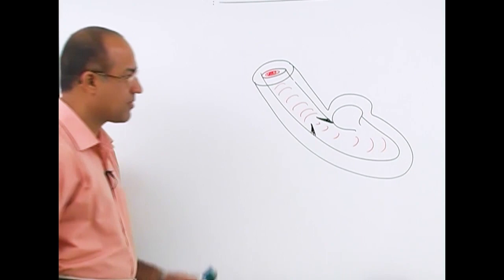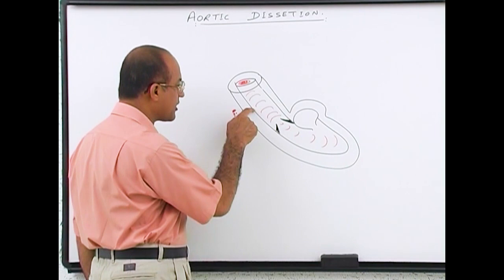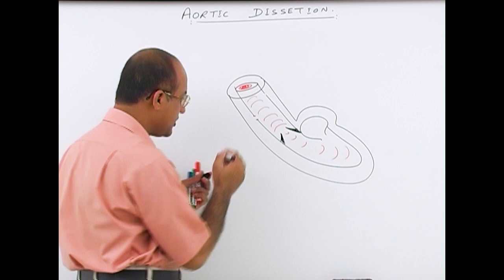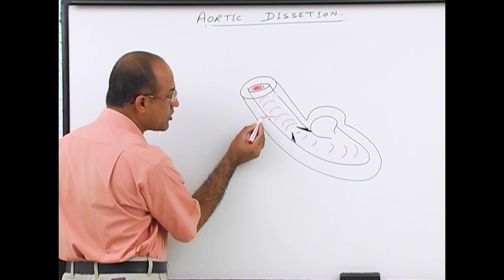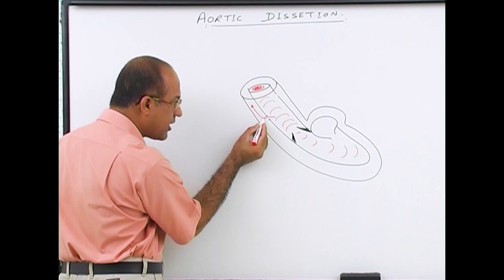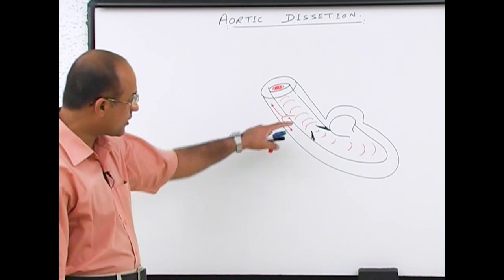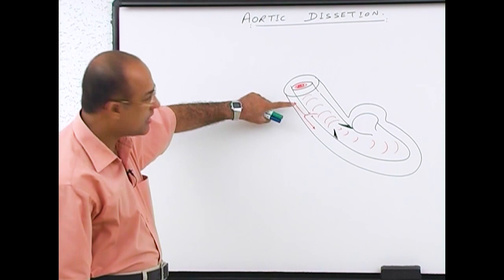Is that right? Sometimes what really happens is that there is an intimal tear. There is an intimal tear and a jet of blood enters through this intimal tear into the media of aorta. And this jet of blood starts dissecting or splitting the layers of the media, and it may move distally or it may move proximally or in both directions. This jet of blood may enter into the wall of aorta. It may start progressing distally or proximally.